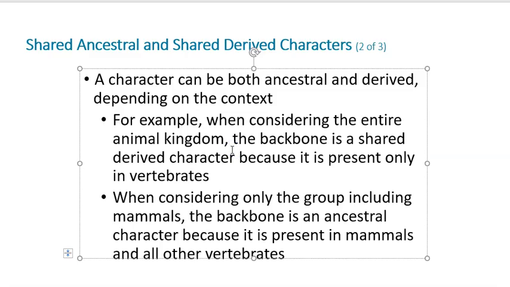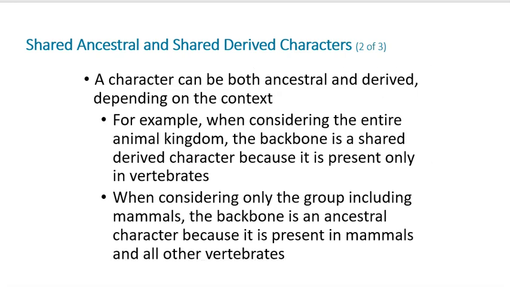So a character can be both ancestral and derived depending upon the context. For example, when considering the entire animal kingdom, the backbone is a shared derived character because it is present only in vertebrates. But when considering only the group including mammals, the backbone is ancestral because it is present in mammals and all other vertebrates that are not in that clade. So it depends upon the context.